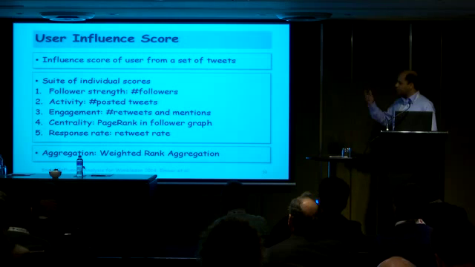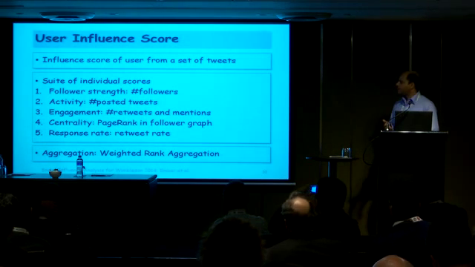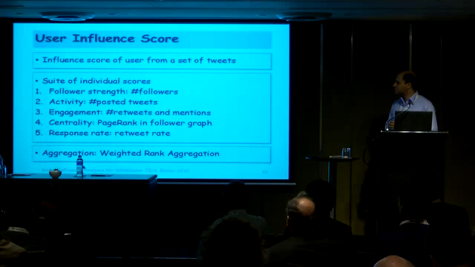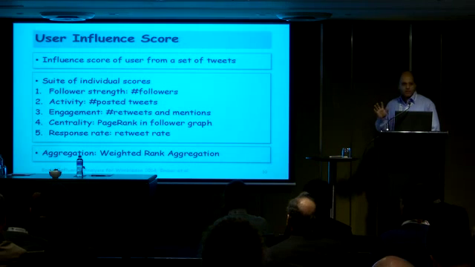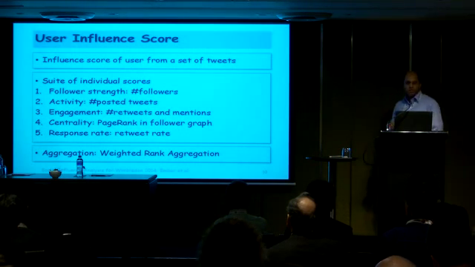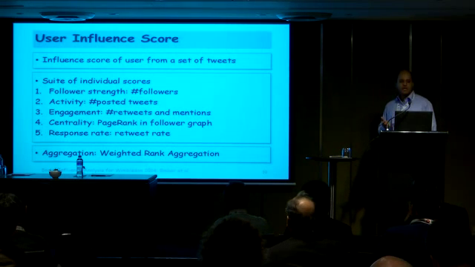So if you look at the suite of scores, some were pretty straightforward. We had the number of followers. We had the activity given by the number of tweets that individual users posted. We also had the engagement, which is the number of retweets and mentions for a particular user. All of them are relatively simple, but we'll see that not all of them work equally well. So we also had the centrality, which we defined as the PageRank of the user within the follower graph for that specific topic or aspect.